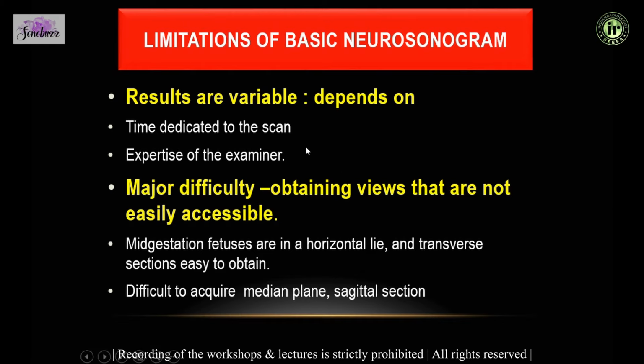Now, what are the limitations of the basic neurosonogram? It depends on the time dedicated to the scan. So if you're doing a very rapid scan, a basic neurosonogram will not give you complete information. Also, it may be done by people who are not trained or have basic level training. So these are some of the limitations. Sometimes all the views are not accessible, especially in mid gestation. Fetuses are in horizontal lie, and some sections may be difficult to obtain, especially the midline sagittal plane.